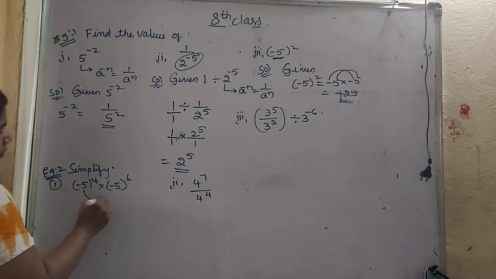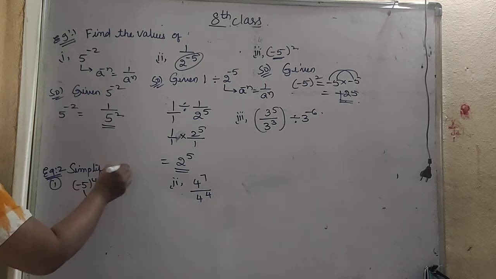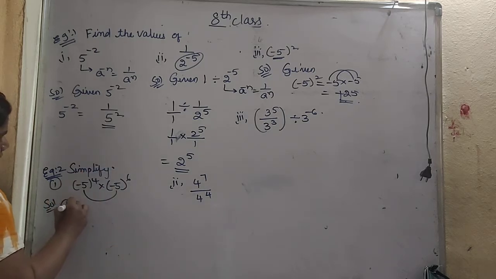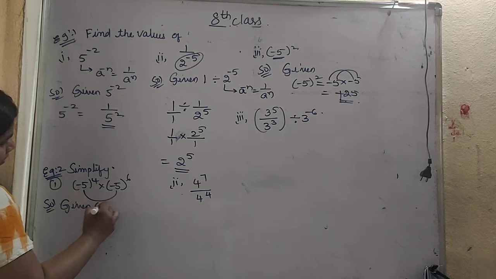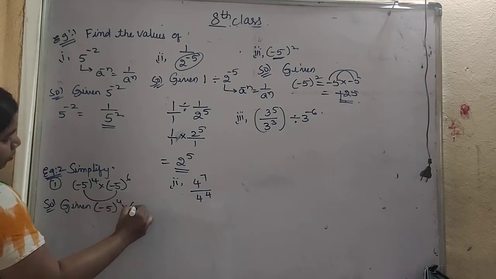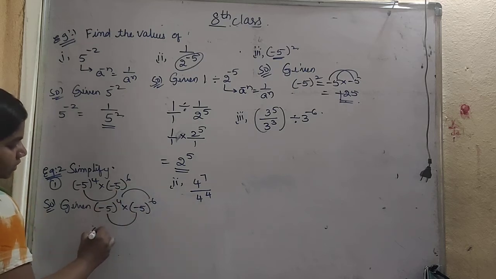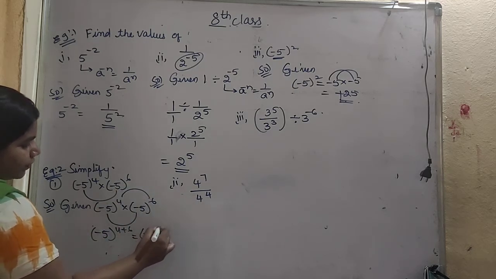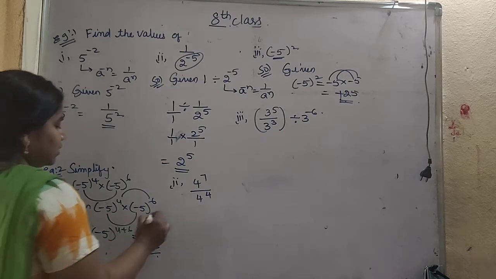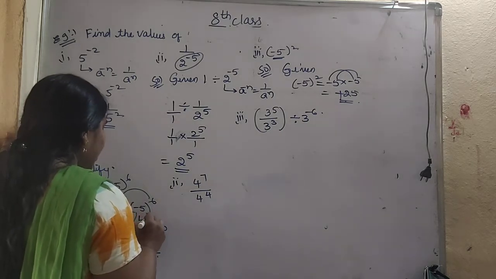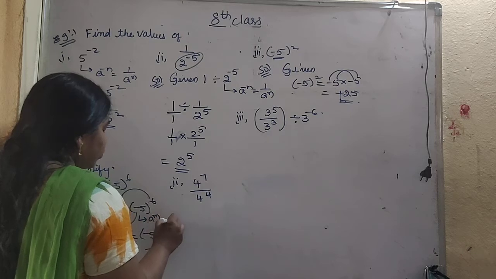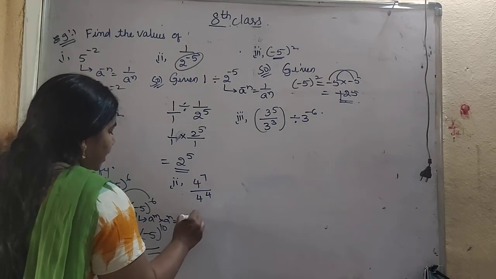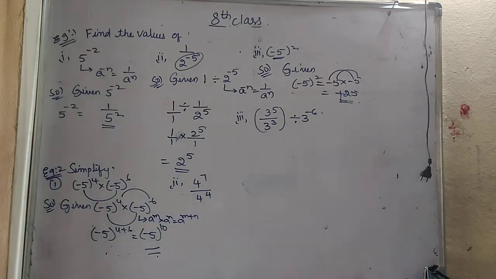So here if you see both bases are equal, we can add the powers. So given minus 5 to the power of 4 into minus 5 power 6. Both bases are equal, we have to add the powers. Minus 5 power 4 plus 6, that will be equal to minus 5 power 10 is our answer. So here which formula are we using? We are using a power m into a power n, that is a power m plus n. So this formula we are using in this case.